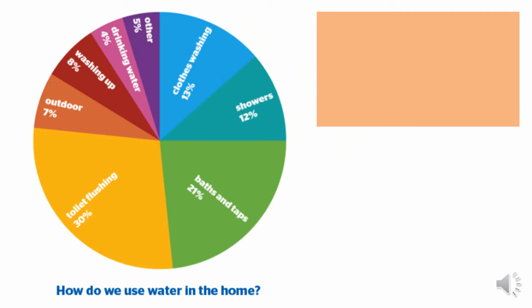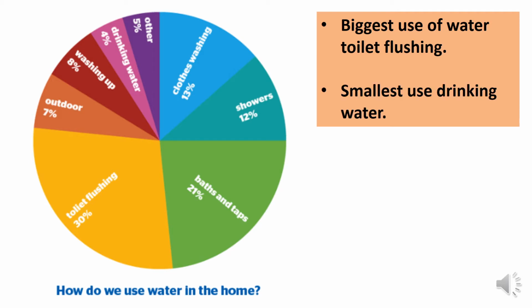The slide now shows you several ways of how the UK uses water across and within households. The biggest use of water is toilet flushing, taking up 30% of the UK's use of water. The smallest is drinking water at only 4%. This fact may shock you.